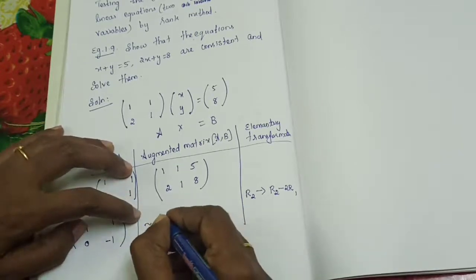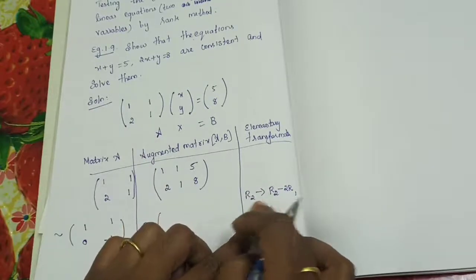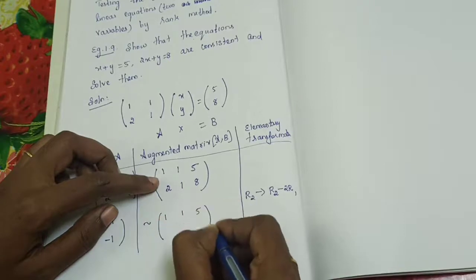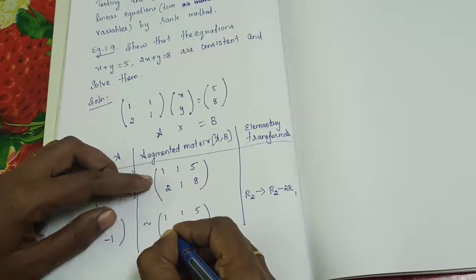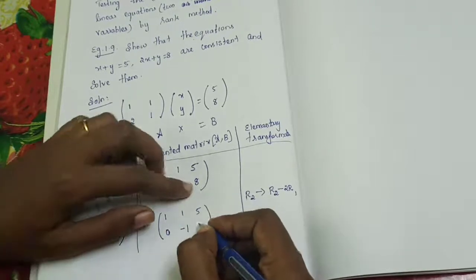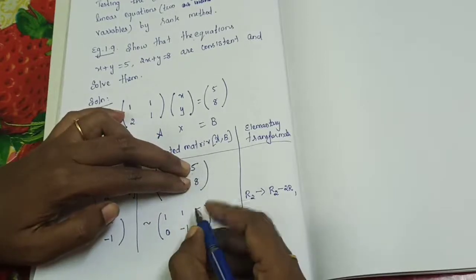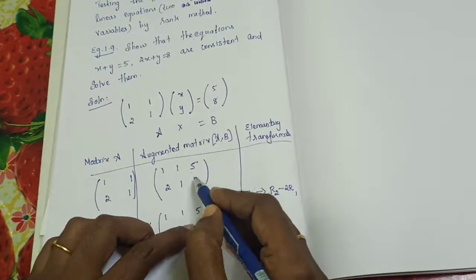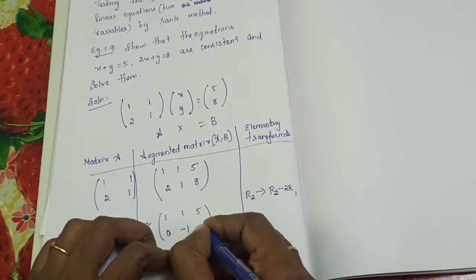For this also we want to apply the same. So what will happen? 1, 1, 5. This is same. Then down, R2 minus, that is 2 minus, that is 0. These 2 values remain the same, only this alone will change. So 8 minus 2 into 5. This is right. So 8 minus 10 means minus 2.